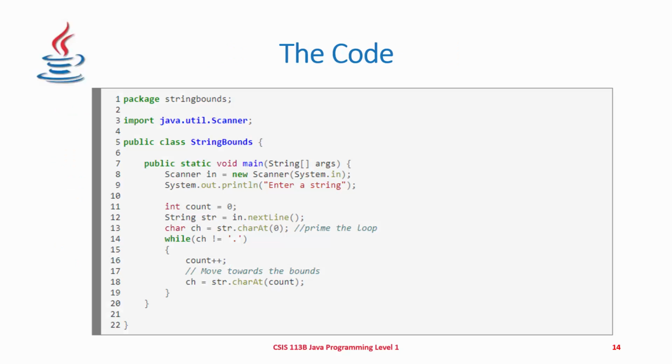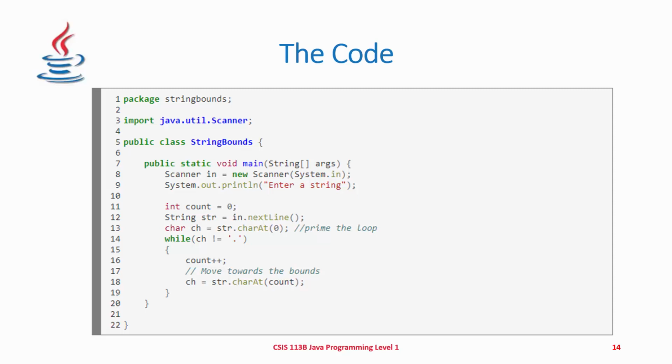First, we prompt the user to enter a string. And if we wanted to strictly adhere to one of our conditions, which is that the string must have a period in it, you probably would want to indicate that in your prompt as well. Then we initialize a variable count and assign it to 0. Next, we create a string variable, which is assigned the input from the user, from the keyboard. And then we initialize our char ch variable with the first character in that string. And that's called priming the loop. Then we use a while loop here, and you can see that our condition is we want to continue this loop as long as char is not equal to a period.